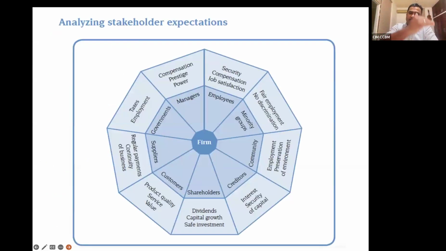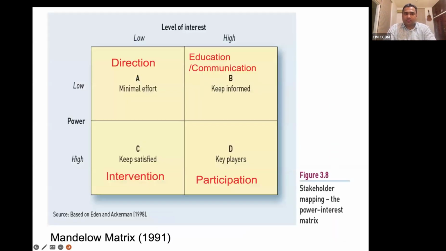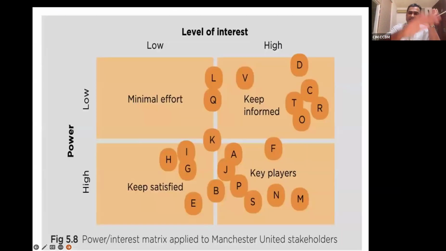And we then looked at the different expectations. We call this the stakeholder expectation analysis. And we looked at the power and interest of stakeholders. We did all this in the previous assessment criteria. We call this the Mendelow matrix or the power and interest matrix. So this is how you plot the stakeholders given the level of power and interest of stakeholders in the business.